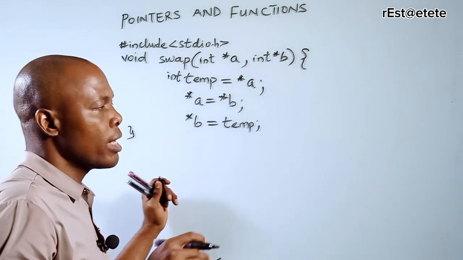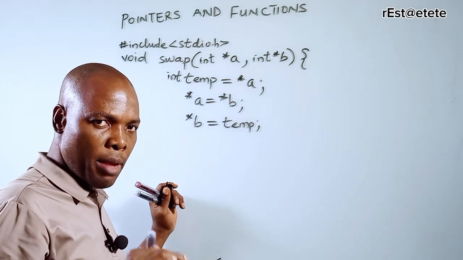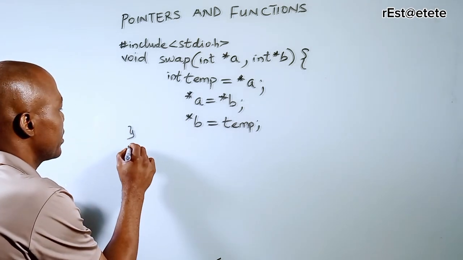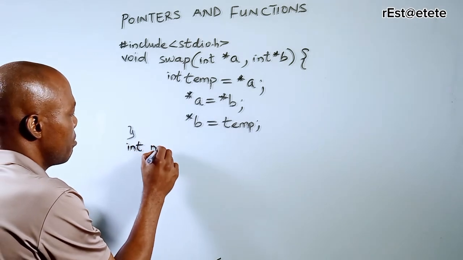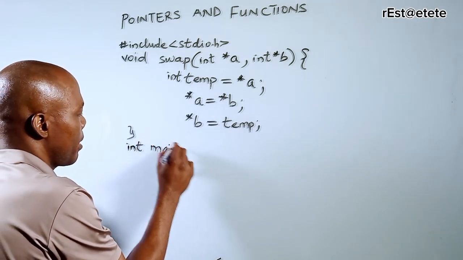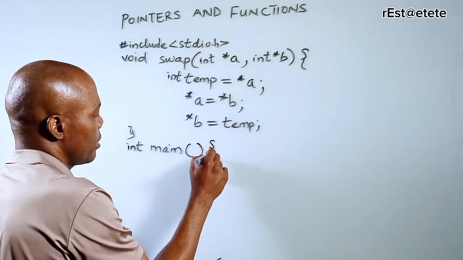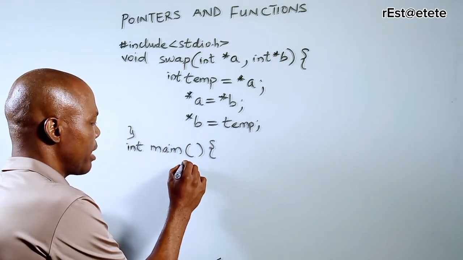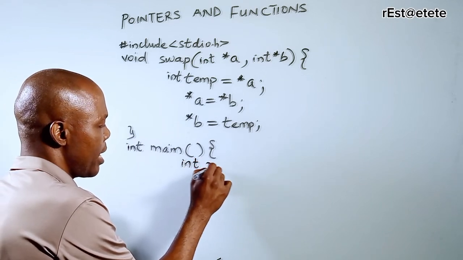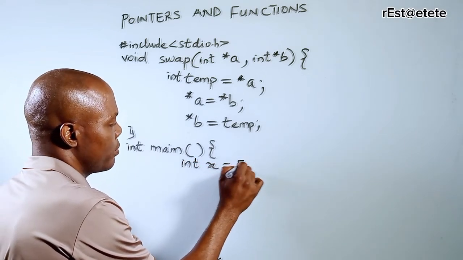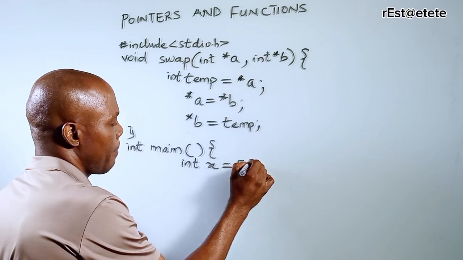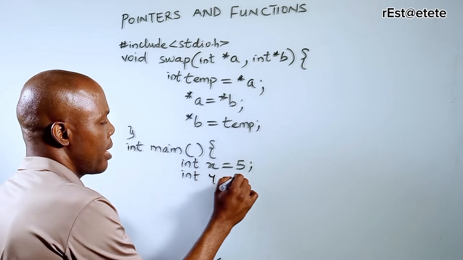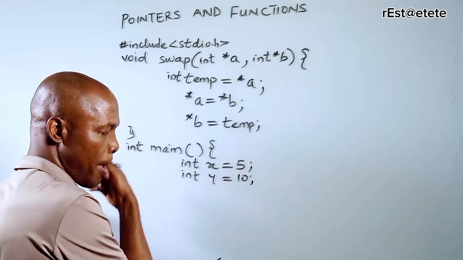So this is the function. Now I've created the function, and I'm going to create my main function, where I will carry out the activity. So I will say int main. Inside this main function, I will declare two variables and assign values to them. So int x, I will assign 5 to it. Then int y, I will assign 10 to it.